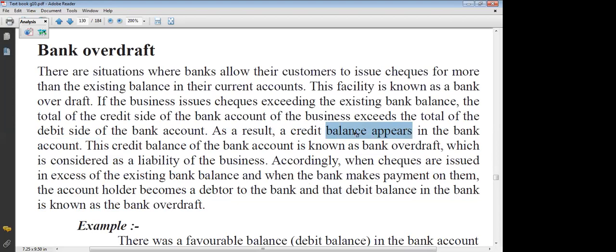Because of bank overdraft, there's a credit balance in the bank account. This credit balance of the bank account is known as bank overdraft. In other words, bank overdraft means credit balance available in the bank account, which is considered as a liability of the business. Now, please highlight this sentence: the credit balance of the bank account is known as a bank overdraft.